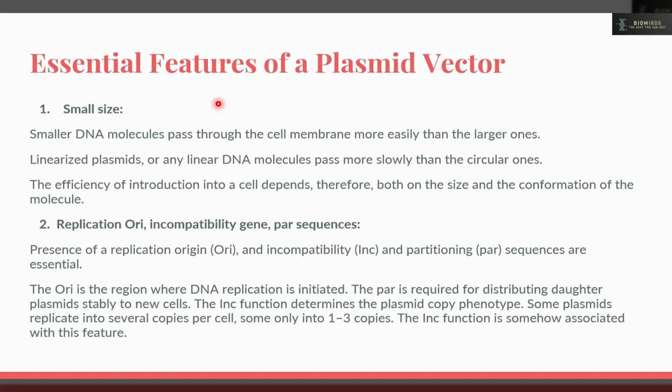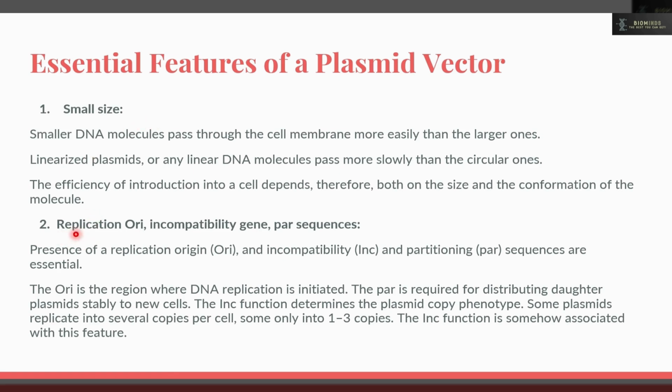Okay, so there are certain essential features that make the plasmid a vector. First is the small size, as it is present in bacteria. Bacteria are already small in size, so the plasmid is also very small. This plasmid is easily transferred from one cell to another because of its small size.